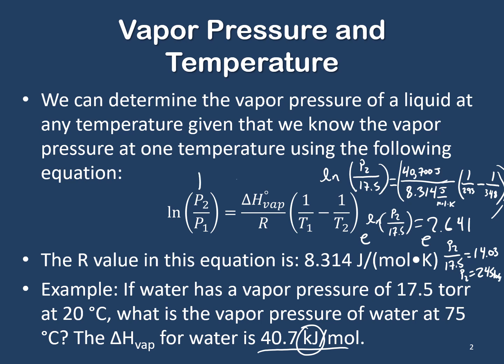So pressure units in this equation don't matter as long as you stay consistent between P1 and P2, but temperature must be in Kelvin. Delta H vap, usually given in kilojoules, should probably be in joules. Otherwise, I give you this equation on the test. You don't need to memorize it.